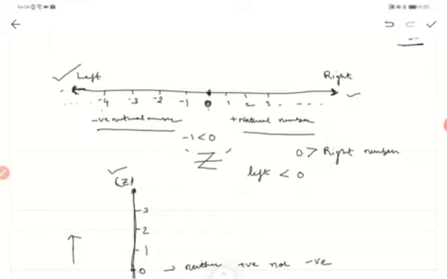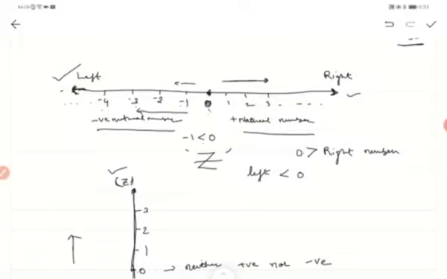Just remember, on the left side, whatever numbers you have, they are less than 0, right? Minus 1 is less than 0. Minus 3 is less than 0. From 0, on the right side, the numbers are increasing, that is, they are bigger than 0. On the left side, they are decreasing. Here it is increasing, here the numbers are decreasing.